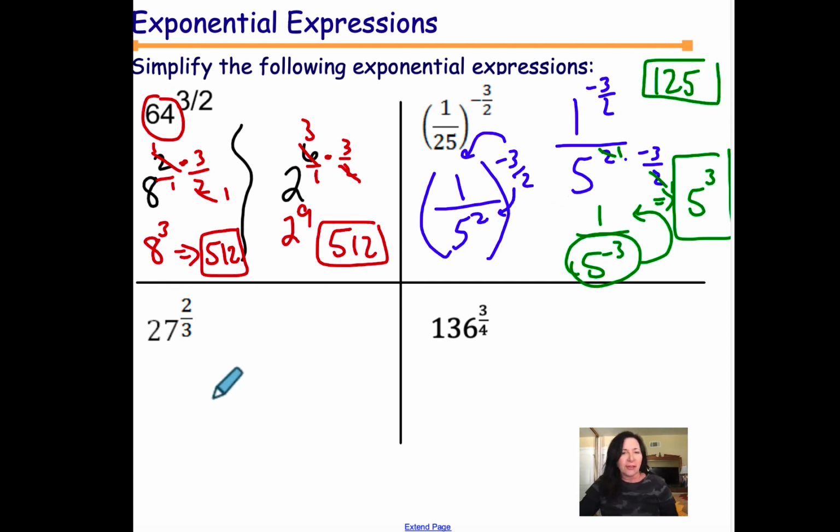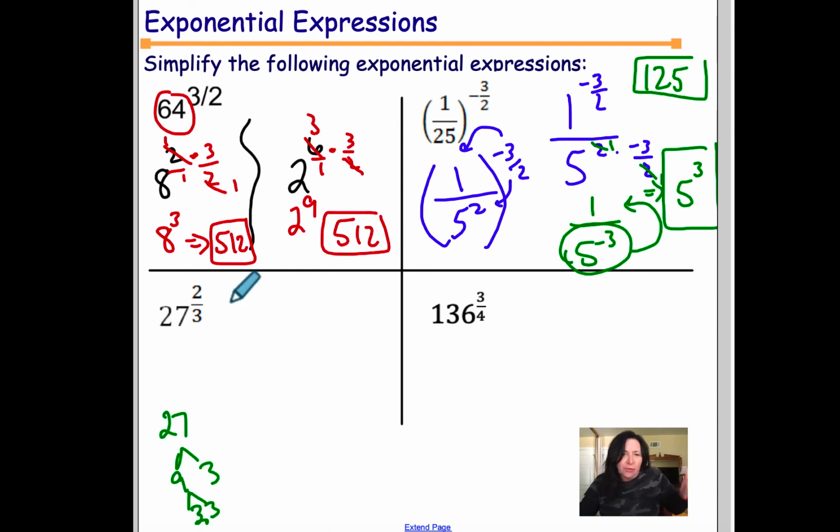Next problem. 27 to the 2/3 power. That's 27. I can rewrite 27. And you can do this where you're sort of working on the side, right? You're saying, well, 27 breaks down to 9 times 3. 9 breaks down to 3 times 3. That's 3 3. So 27 can be rewritten as 3 to the 3rd power and then to the 2/3 power.